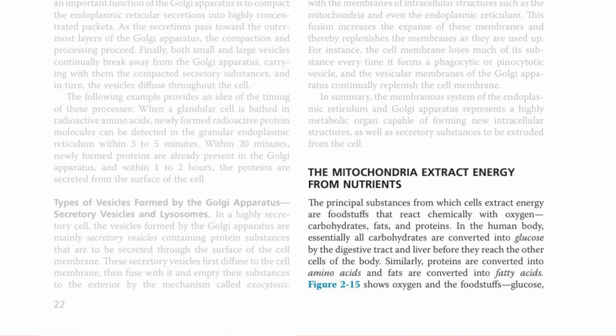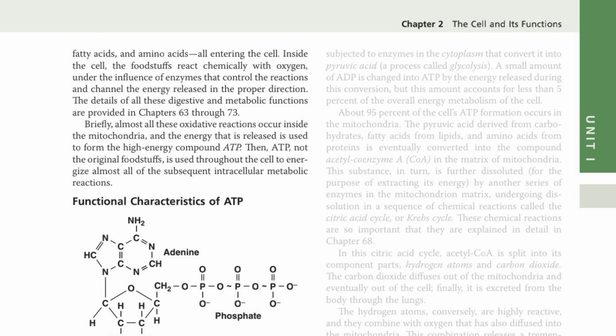In the human body, essentially all carbohydrates are converted into glucose by the digestive tract and liver before they reach the other cells of the body. Similarly, proteins are converted into amino acids and fats are converted into fatty acids. Figure 2-15 shows oxygen and the foodstuffs glucose, fatty acids, and amino acids all entering the cell. Inside the cell, the foodstuffs react chemically with oxygen, under the influence of enzymes that control the reactions and channel the energy released in the proper direction.